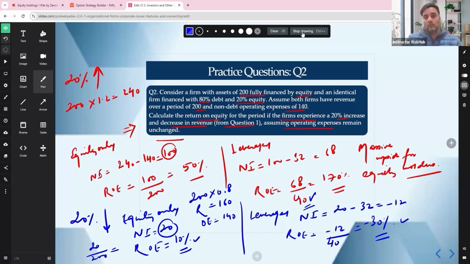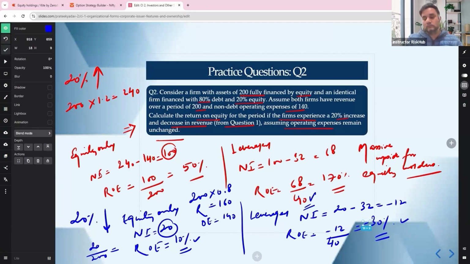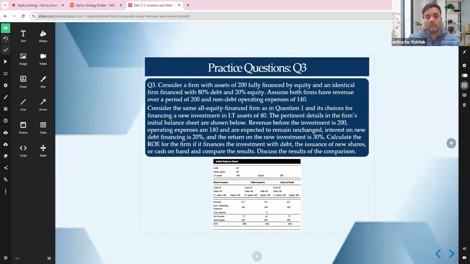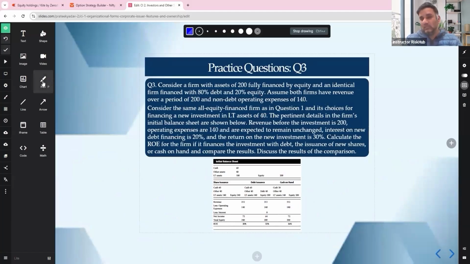Okay. Then another tricky question. These three are the only difficult questions in the exam, guys. The rest are all easy stuff. I'm spending time here. This chapter is easy, right?